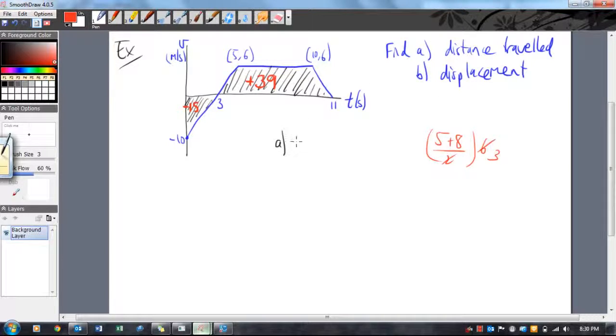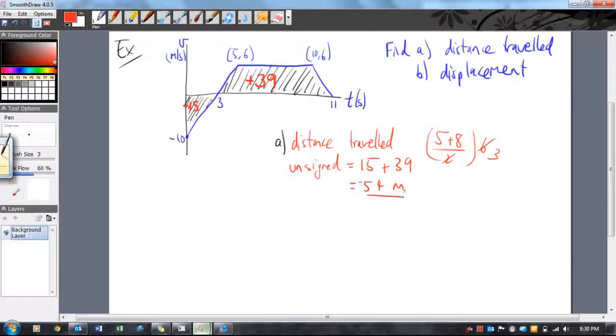So the total distance travelled, remember, total distance travelled, it's unsigned. In other words, we don't care about the sign, so we just look at the total areas. So it travels 15 meters in the first 3 seconds, and then it travels 39 in the last 8 seconds, and so for a total of 54 meters. So that's the total distance it travelled.